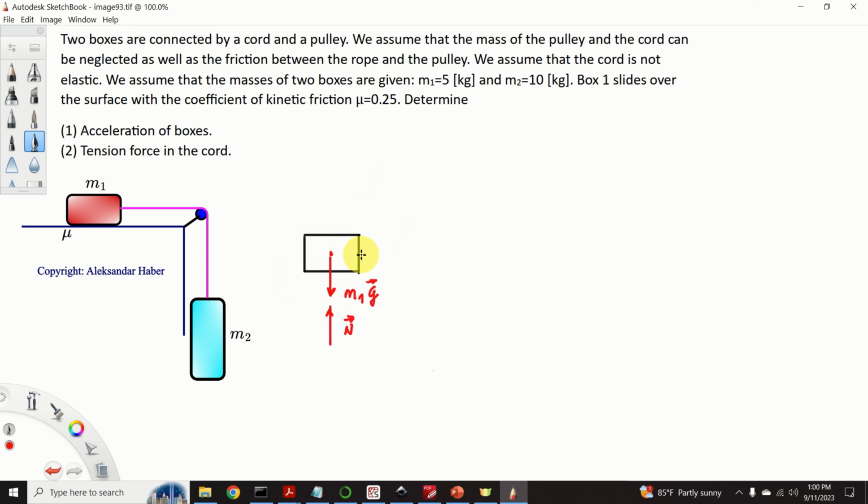Then we have tension force in the cord. Here's the tension force, T. Then we have the friction force. Let us assume that the box will move in this direction. This means that the friction force will act in the opposite direction. Here's the friction force, F mu. And finally, let us sketch the acceleration vector of the box 1. Here's the acceleration vector, and we will denote this acceleration vector by A1.